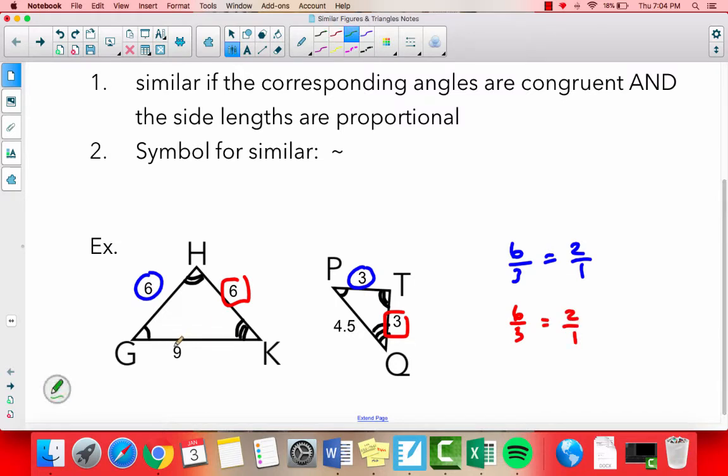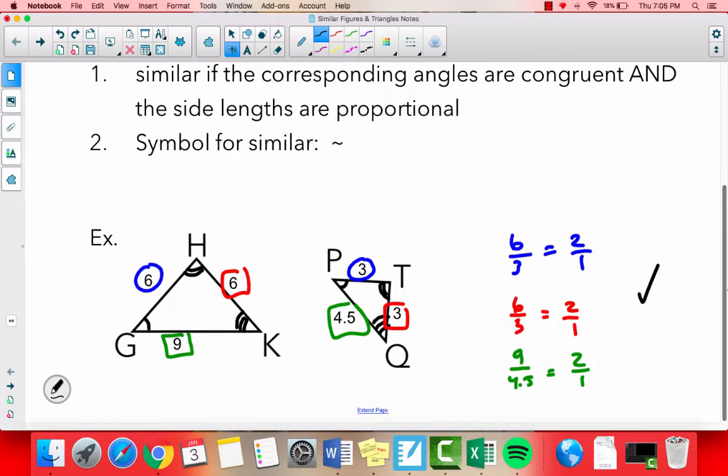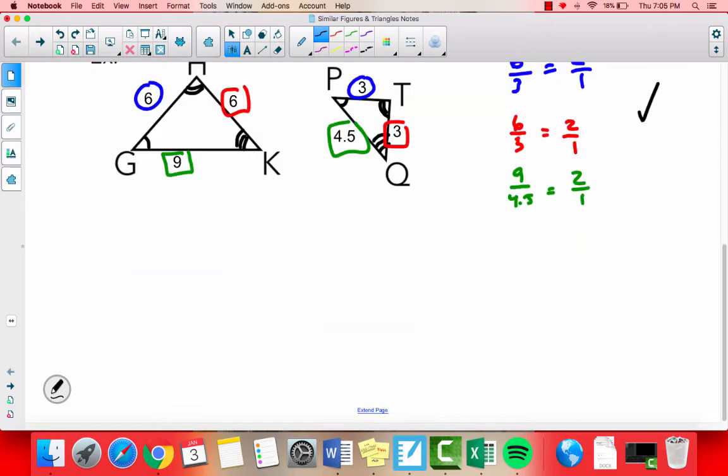And then on the third side, GK and PQ. If I write that, I get 9/4.5, which reduces to 2/1 as well. And so notice that every single one of those ratios is the same, 2/1, which automatically means these are similar triangles. And then we could go ahead and write our similarity statement, and that would look like this. Triangle GHK is similar to triangle PTQ.